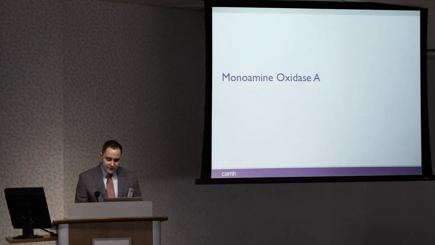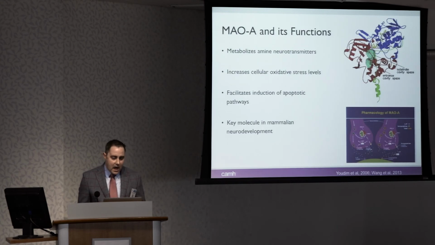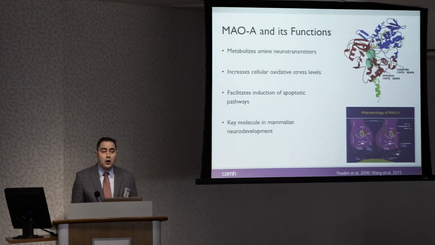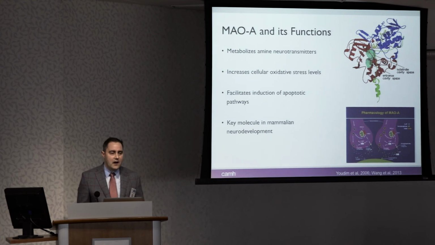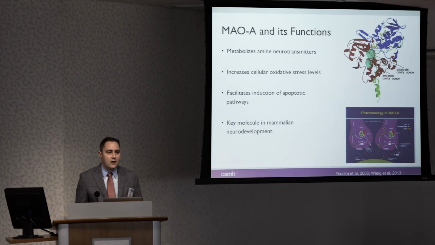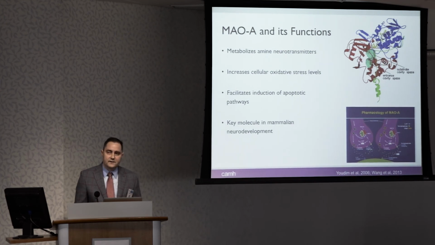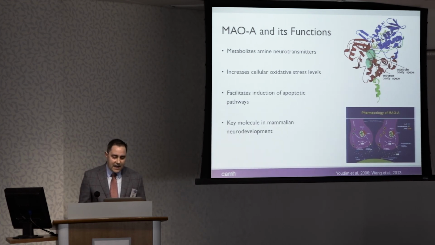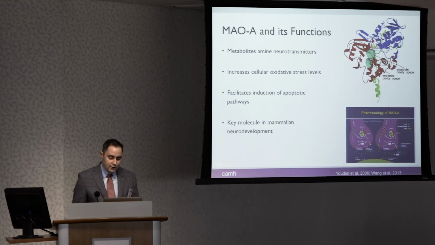Okay, so monoamine oxidase A, or MAO-A. MAO-A is a mitochondrial enzyme that's predominantly found in cholinergic neurons in the brain, and the highest concentration is found in the locus coeruleus. It has a number of functions. One, it breaks down amine neurotransmitters like serotonin, norepinephrine, dopamine. It increases cellular oxidative stress levels, facilitates induction of apoptotic pathways. Those are cell death pathways, and it's a key molecule in mammalian neurodevelopment.